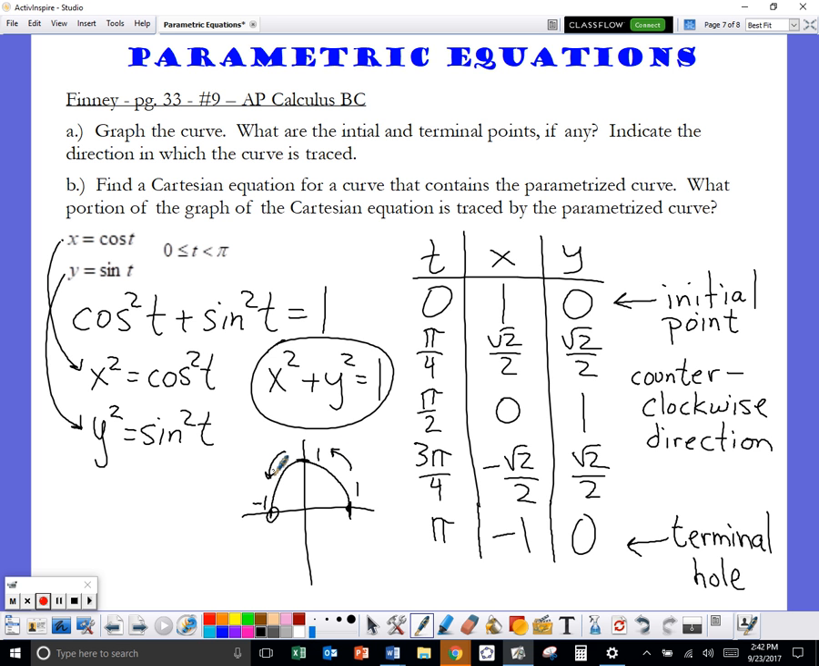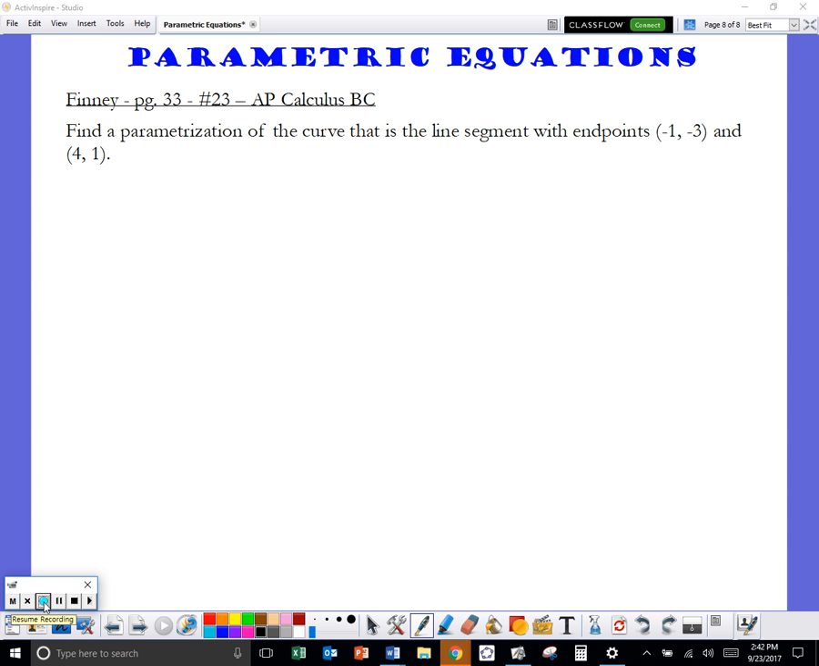All right, let's move to another problem. Similar to the problem we worked out of Larson, where they were working backwards on this one. Find the parameterization of the curve, that is the line segment with endpoints -1, -3, and 4, 1. So on the last one, they gave us the xy equation. Here they're giving us 2 endpoints to a segment. We can go ahead and find the xy equation from this. This is just 2 points. We need to find slope. We need to plug it into y minus y1 equals m times x minus x1.